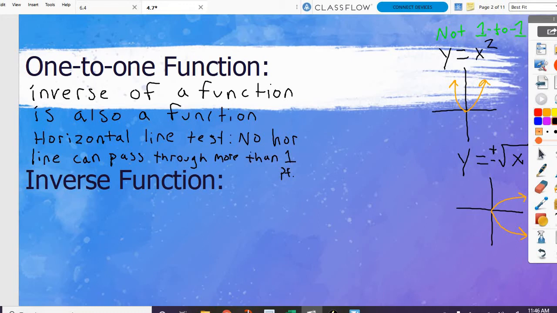If I were to draw horizontal lines through my x squared graph, does that pass my horizontal line test? Horizontal lines can't pass through more than one point. No, it doesn't, which is why it's not 1-to-1. Well, let's think about a different graph. Like if we had our y equals x cubed graph. That looks like that.